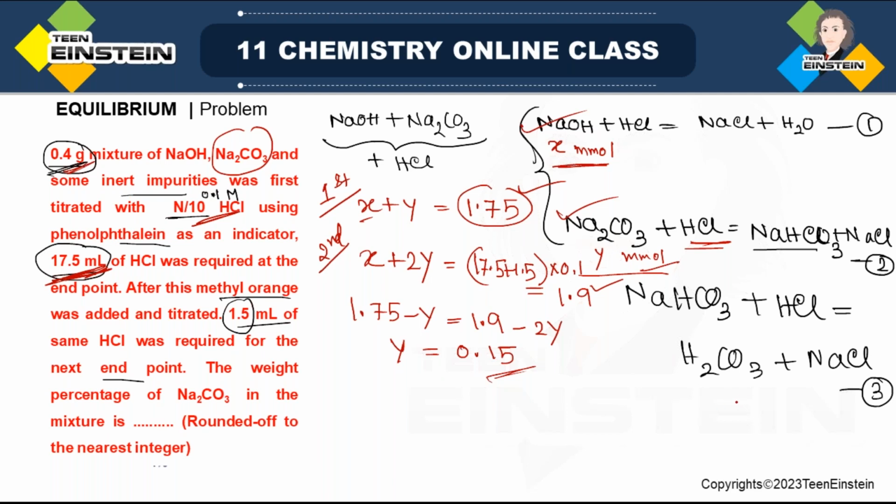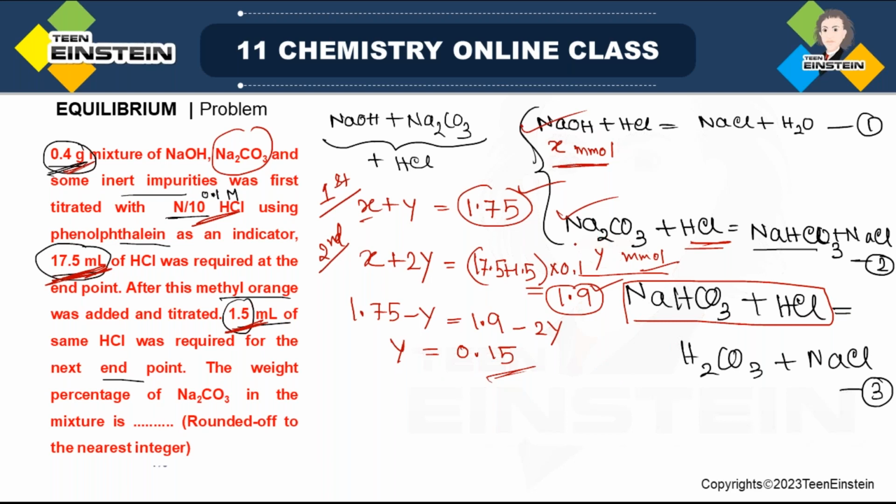But here I would like to mention one point. This is the detailed process, but if you observe carefully, for the total process it is this number of millimoles. Now if you only consider the second process, where this reaction is taking place, only 1.5 ml of HCl is required.